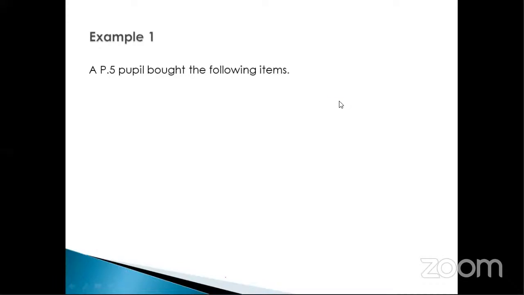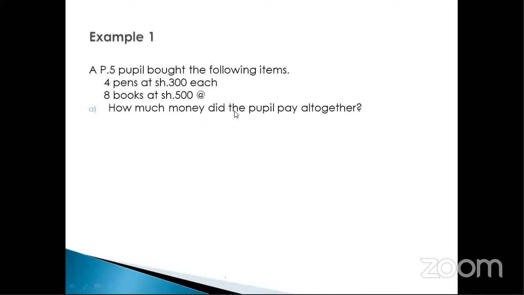A P5 pupil bought the following items. 4 pens at shillings 300 each. Good. 8 books at shillings 500 each. Good. Continue. How much money did the pupil pay altogether? Very good. Thank you, Imran, for that wonderful reading.